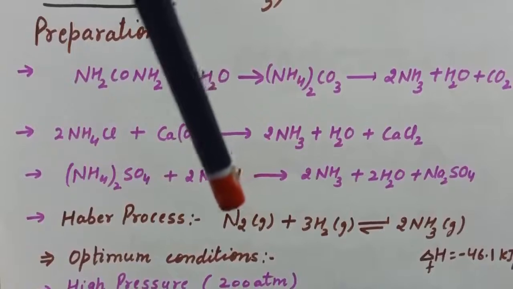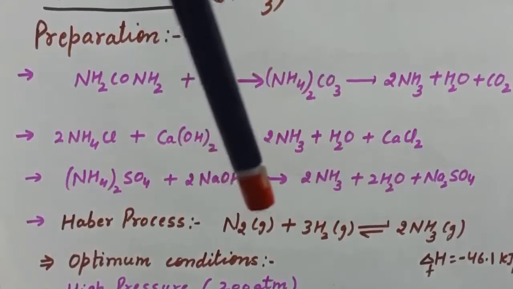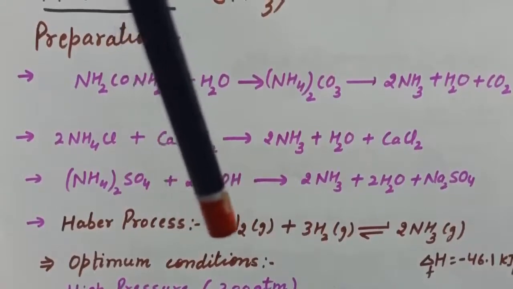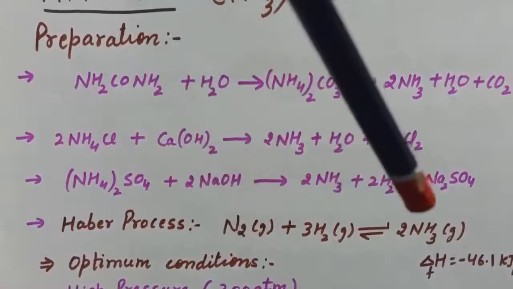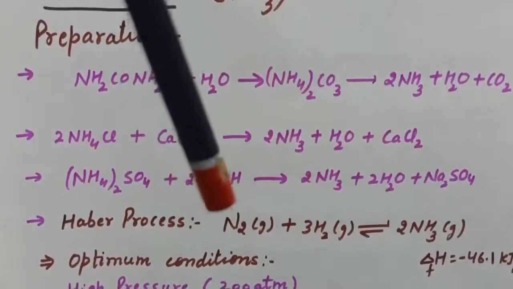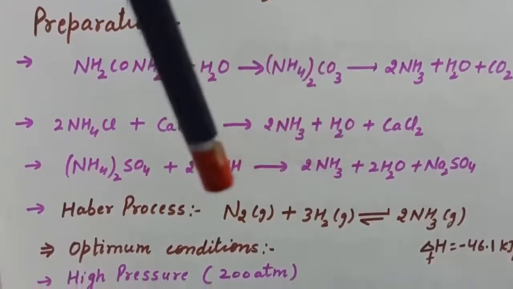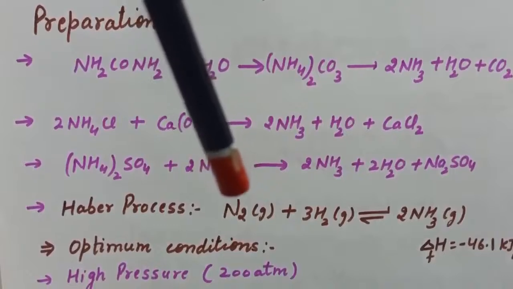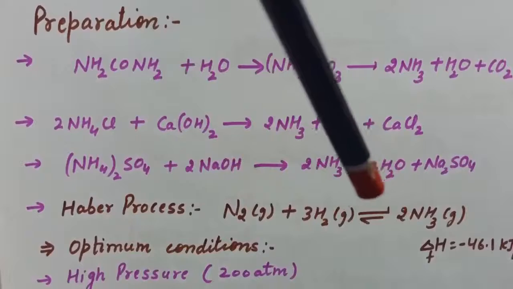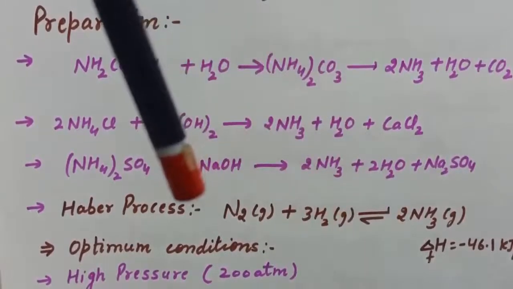Now this reaction favors high pressure. If we count the number of gaseous molecules on the left-hand side, we have 4 molecules, and on the right-hand side we have 2 molecules. High pressure favors this reaction in the forward direction, because according to Le Chatelier's principle, when we increase the pressure, the equilibrium will shift to the side where we have fewer gaseous molecules.